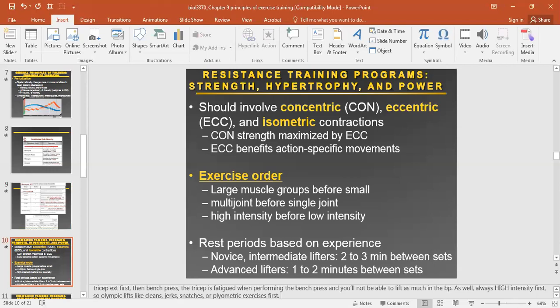And advanced lifters can take 30 seconds to 2 minutes between sets and be perfectly recovered. During recovery, think you are replenishing your ATP PCR stores and preparing for the next lift and clearing lactic acid and things like that. So rest periods are important, but they can be minimized with training.